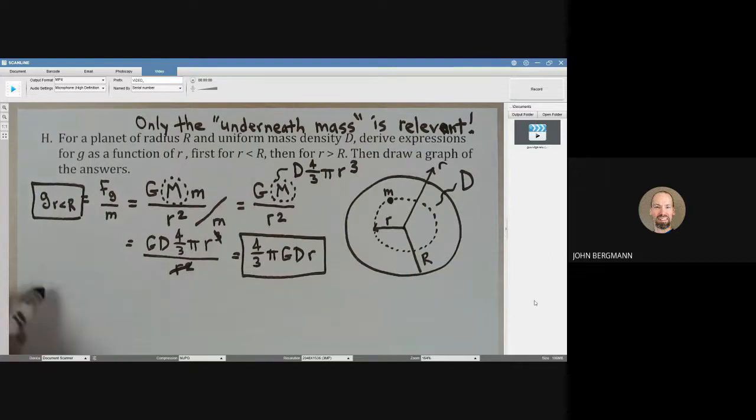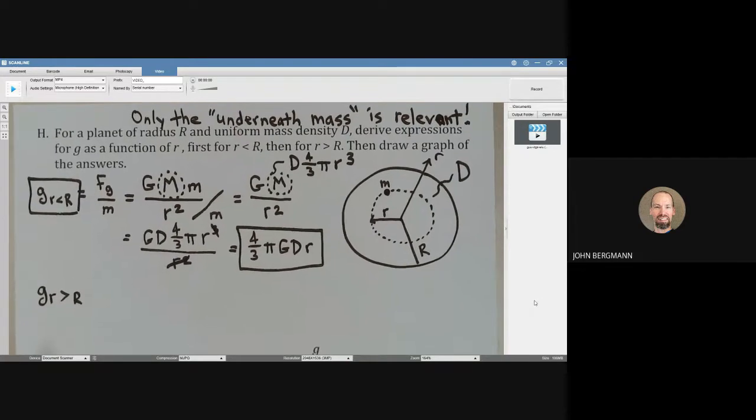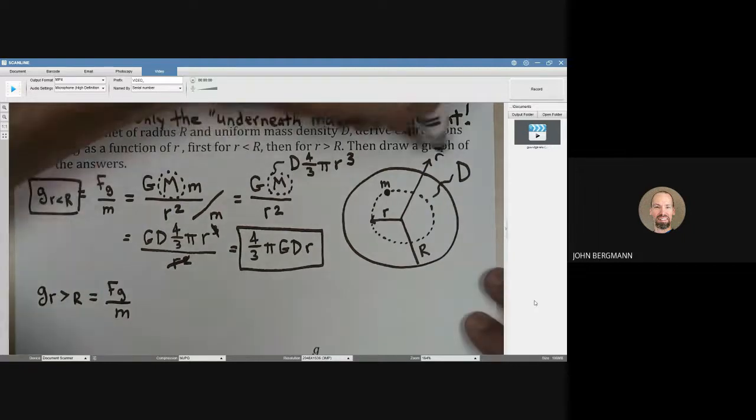What if r becomes bigger than big R? Now we're above the planet and going away. We're going to use the same process here. We're going to say little g is always the force of gravity on m. So if you look at our picture now, I've moved m right there, in the upper right corner. There's where little m is now.